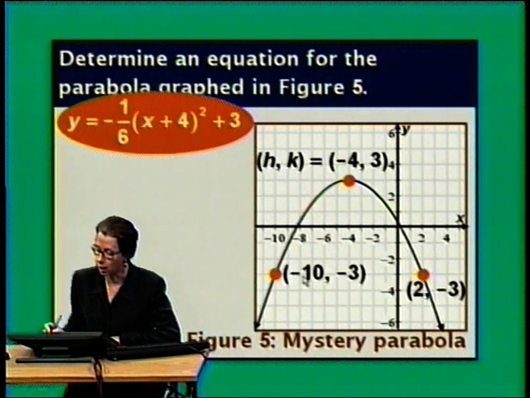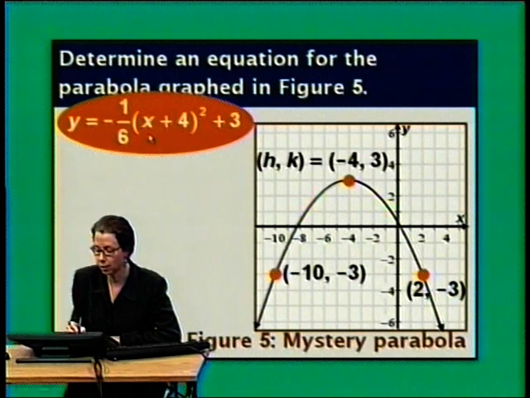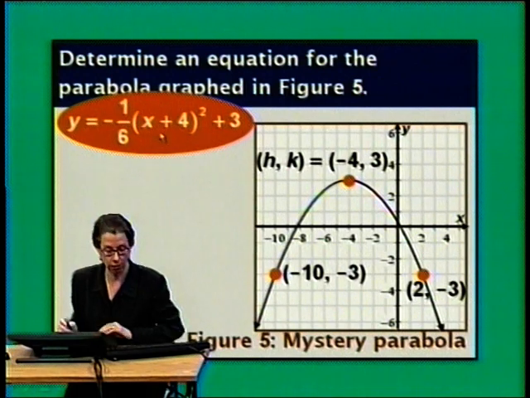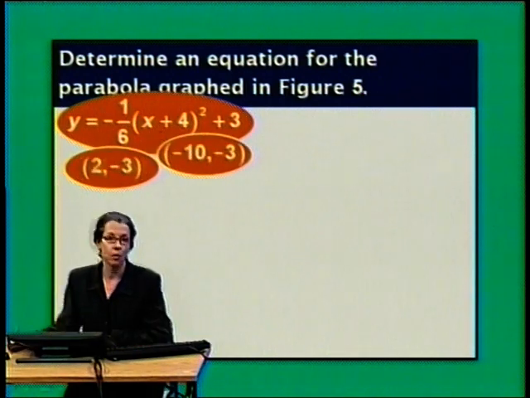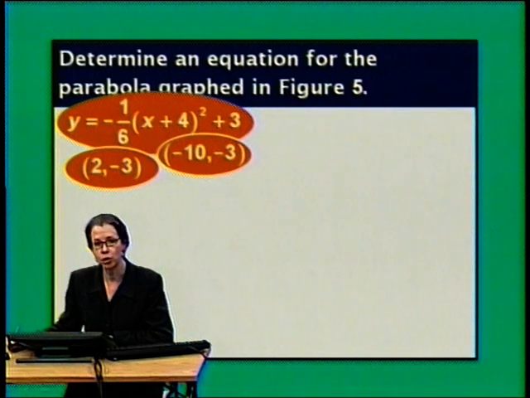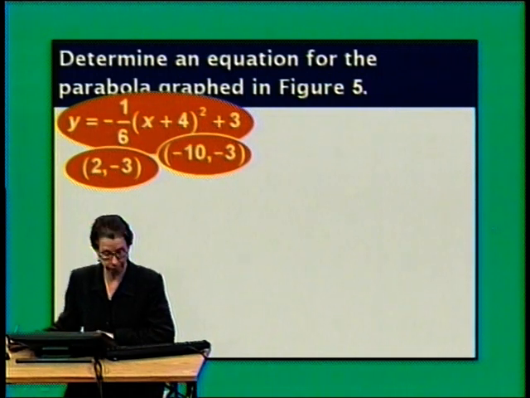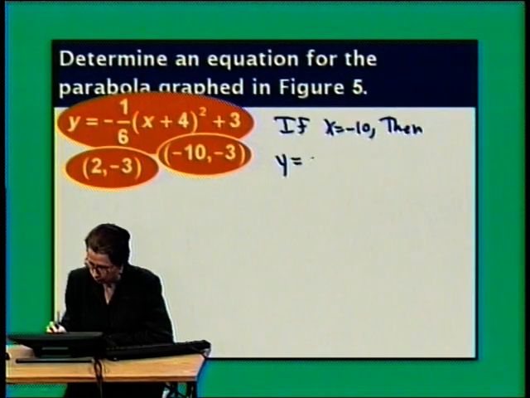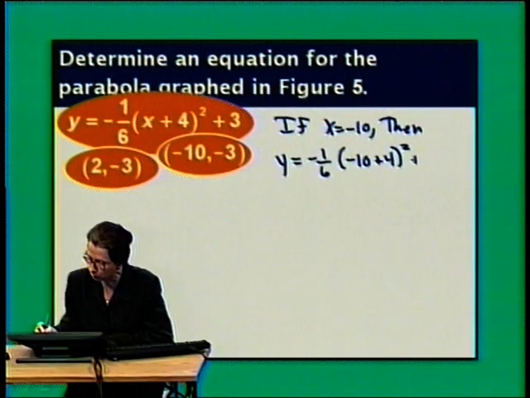By symmetry, I can see if I replace x with either -10 or 2, I'm going to end up with 6, or the opposite of 6, squared here. So in both cases, I should get the same y value. I'll just perform that check. You can quickly check to see that the vertex does indeed satisfy this equation. So I'm going to check one of these 2 points, and I think I'm going to choose the point -10, -3. So if x equals -10, then y equals -1/6 times (-10 plus 4) quantity squared plus 3.